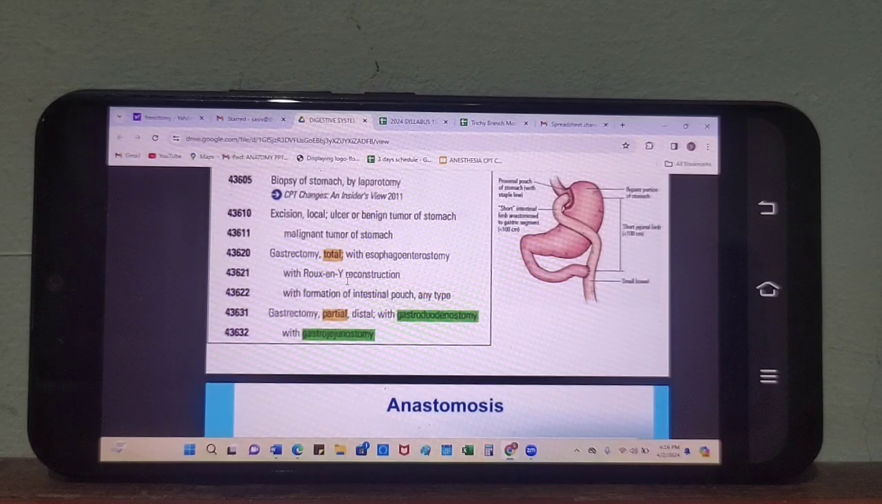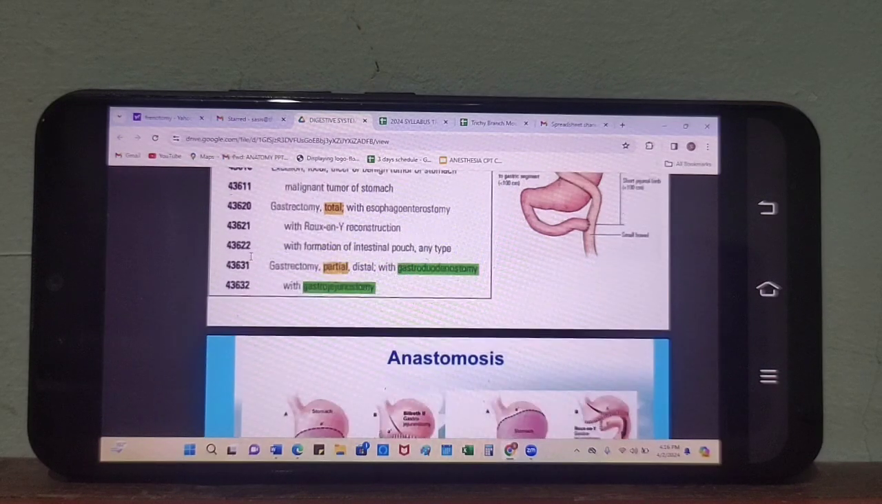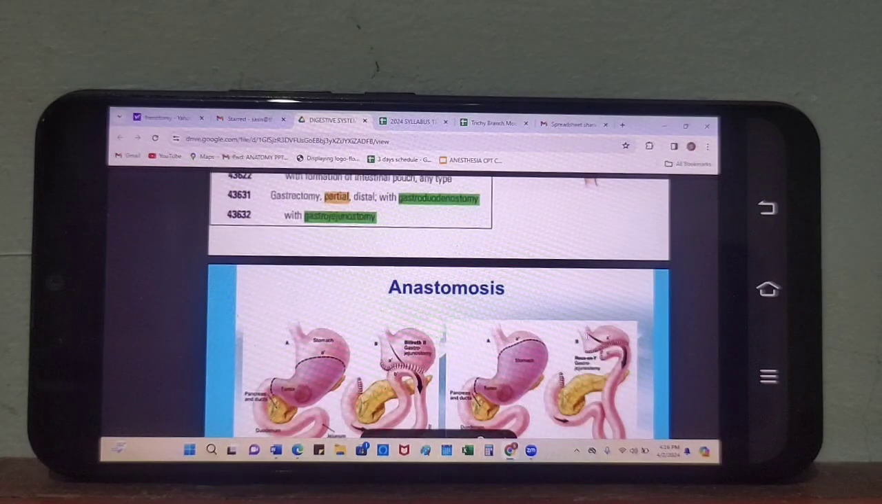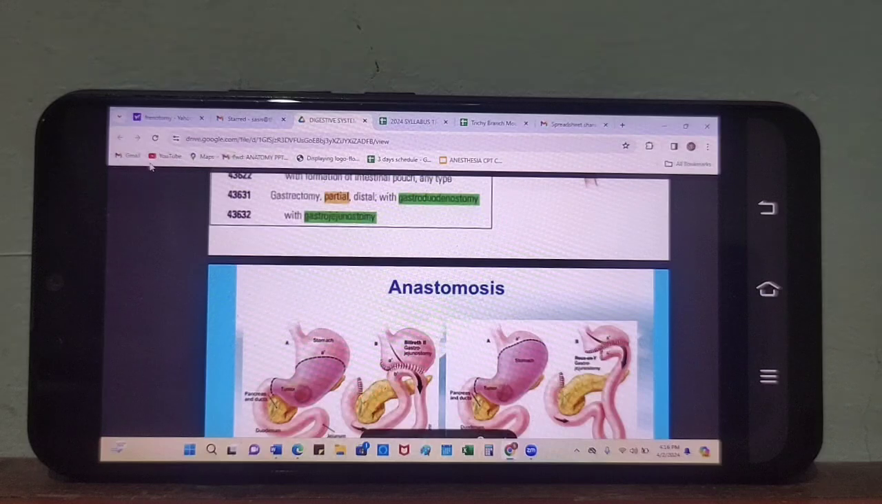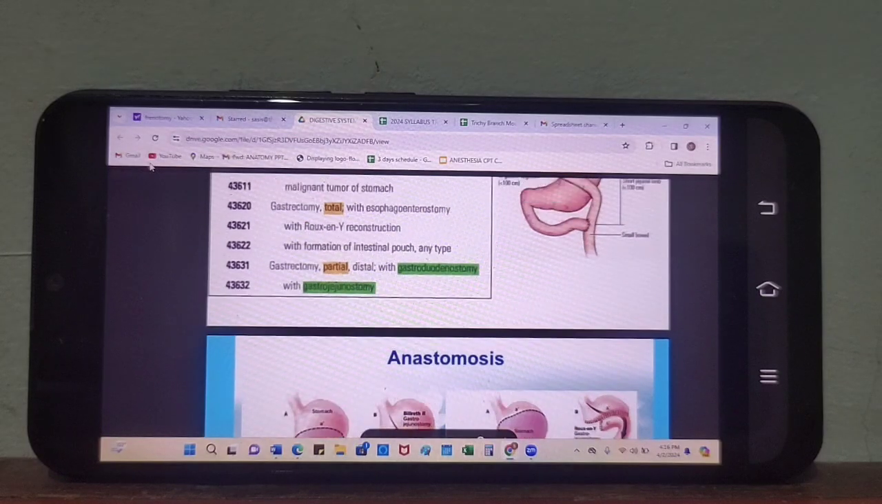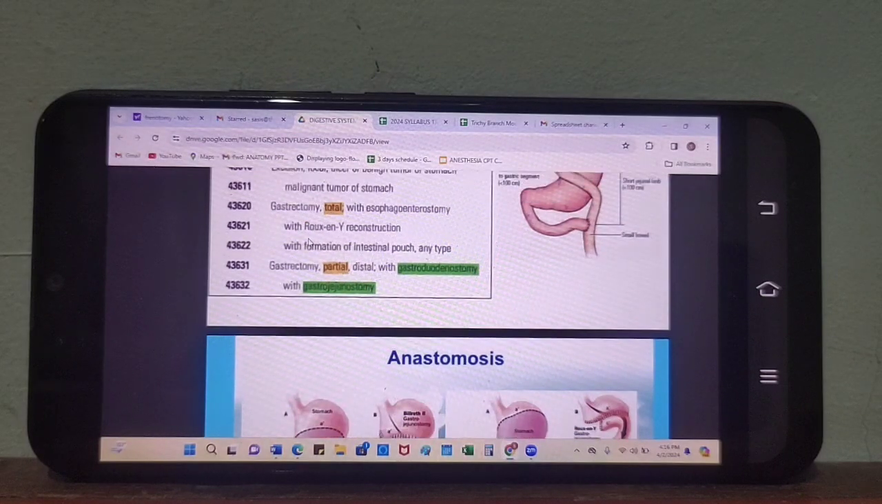The esophagus is directly connected with the small intestine, that is 43620. 43621: the remaining part of the stomach, that means 10 or 5% of the stomach, is connected with the jejunum. That is Roux-en-Y reconstruction.